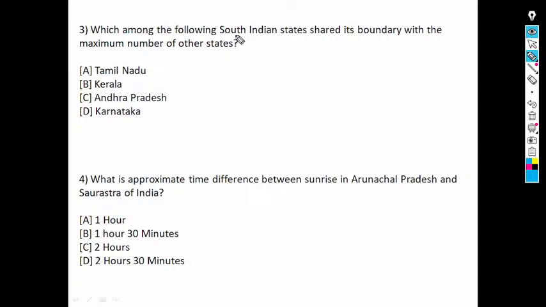Next, which among the following South Indian states shares its boundary with the maximum number of states? Tamil Nadu, Kerala, Andhra Pradesh, or Karnataka. Your answer is D, Karnataka.